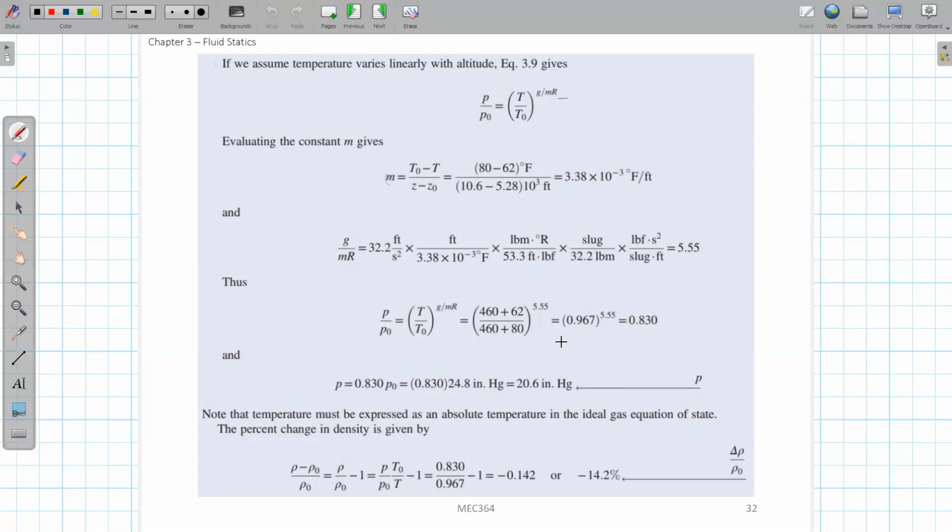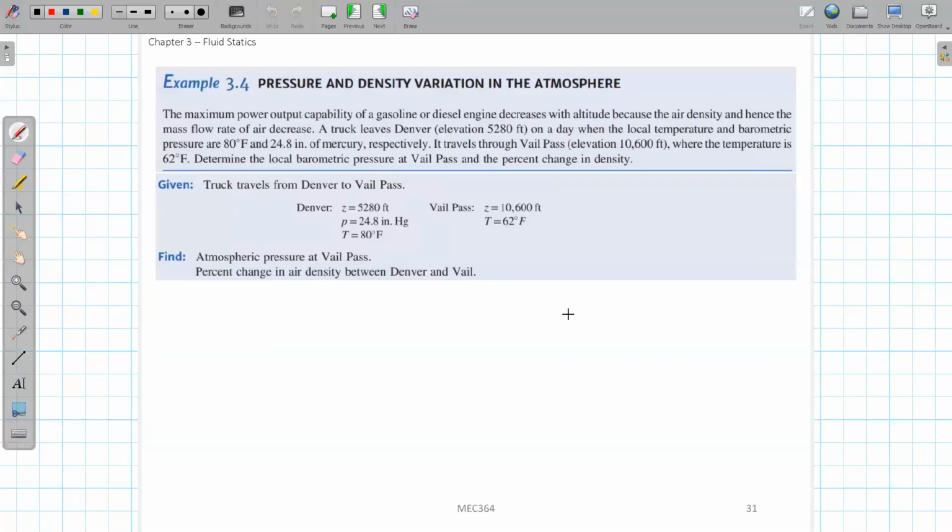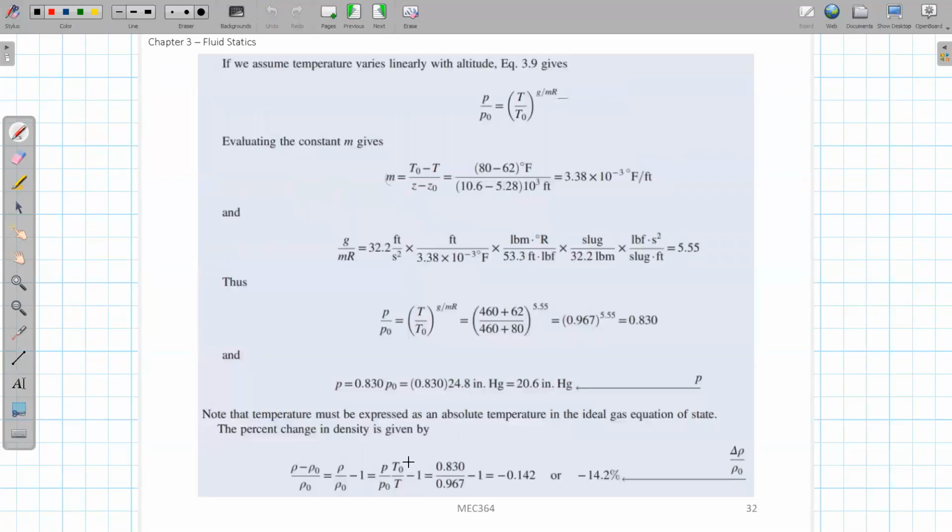After you have this pressure change, they also ask what the change in the density is. To find the change of density, just calculate from the equation of state. After you know this new pressure, you can use the equation of state to calculate the density at Denver and the density at the higher location, and then calculate the density difference between these two. In the textbook, they use an even simpler method. Based on the equation of state, the density change can be quickly found using this ratio.